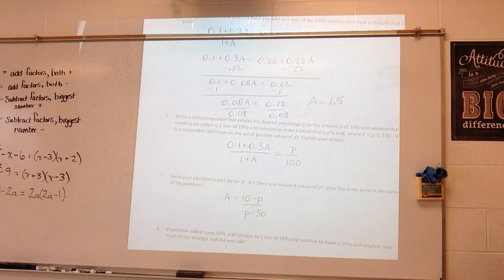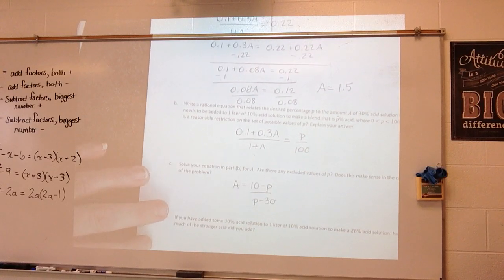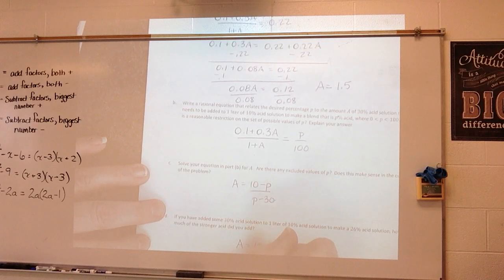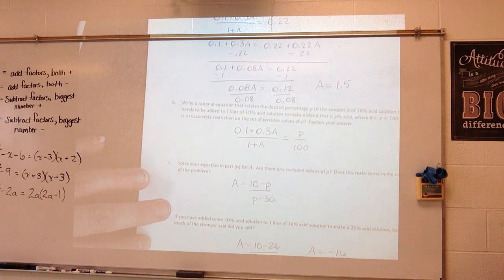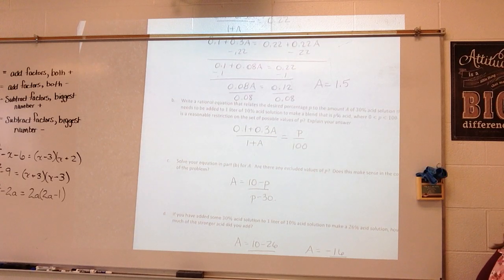If you had to add 30% solution to 1 liter of 10% solution to make 26%, how much of the stronger acid did you add? So I'm going to use the formula in part C, and I would get A is equal to 10 minus 26 over 26 minus 30. So I would get A is equal to negative 16 over negative 4, so A would be equal to 4. Alright, so we would add 4 liters of 30% to 1 liter of 10%.